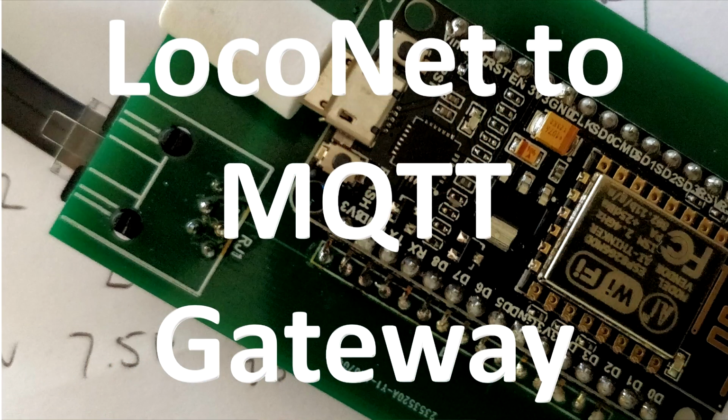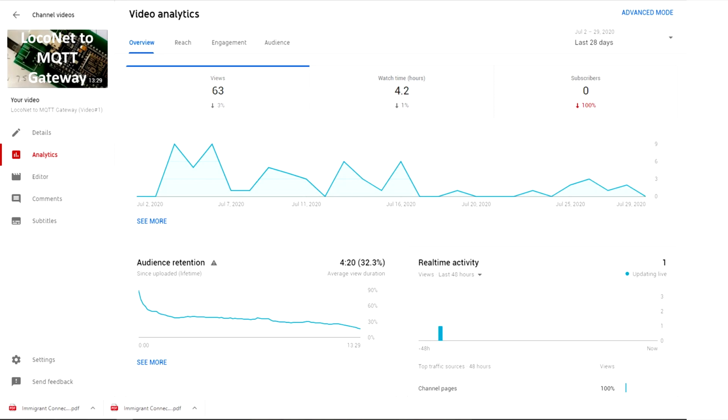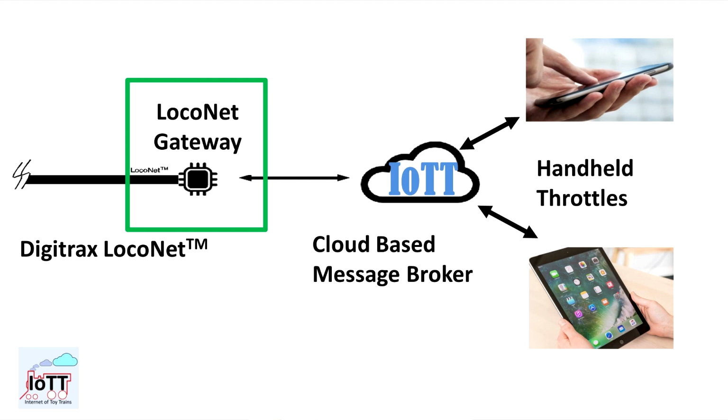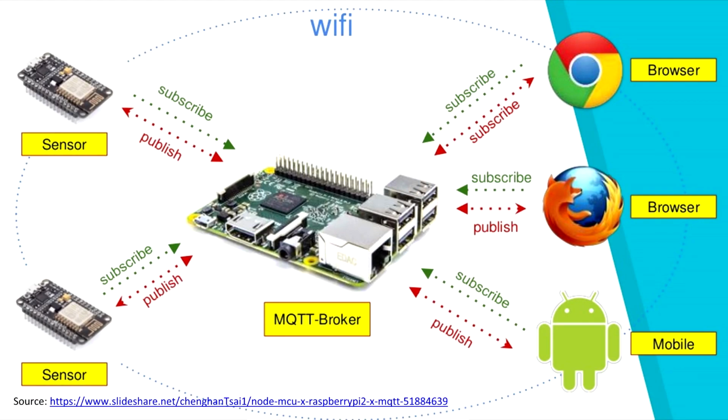I started the IoTT channel almost 2 years ago with a video showing how I built a LocoNet to MQTT gateway. And quite interestingly, this very first video is still getting views. In fact, it has consistently remained in the top 10 list of my most viewed videos. It seems the MQTT topic continues to generate interest among model railroaders, even more so now than 2 years ago. So it is time to revisit the topic and see what's going on.